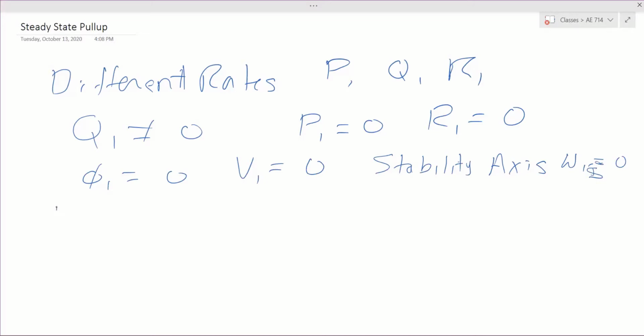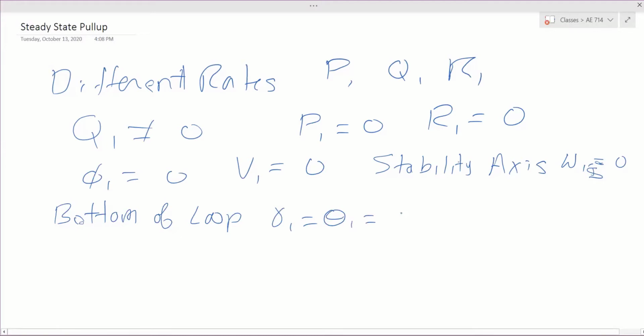And we're at the bottom of the loop, which means the flight path angle and the pitch angle are 0. We analyze it at the bottom of the loop because that's when you're pulling the most G's, when your weight is down and the centrally acting force is upward. So this makes this a lot easier. The lateral directional equations are not needed.